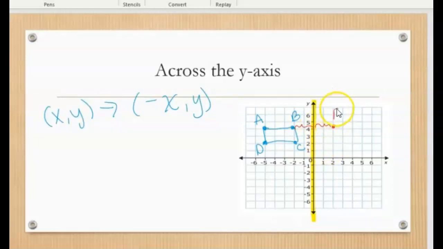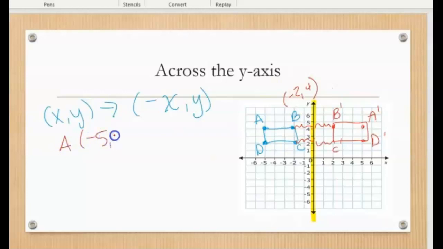Let's try it this way and then check it with the rule. C is 2 units away, so C prime would be 2 units away. A is 5 units away from that line of reflection. So let's make A prime 5 units this way. And similarly, D prime is going here. So let's try it with the points. B is negative 2, 4. Here, I'm going to label it over here. A is negative 5, 4. B is negative 2, 4.